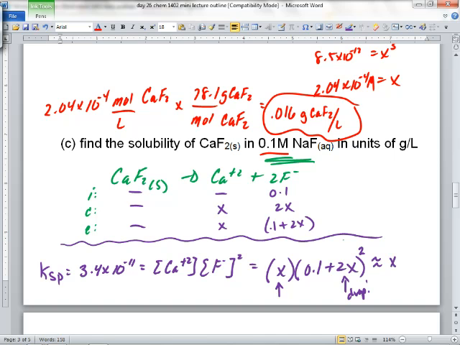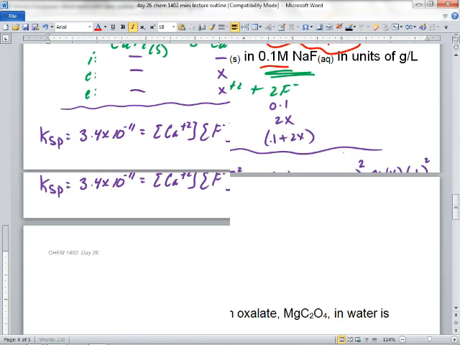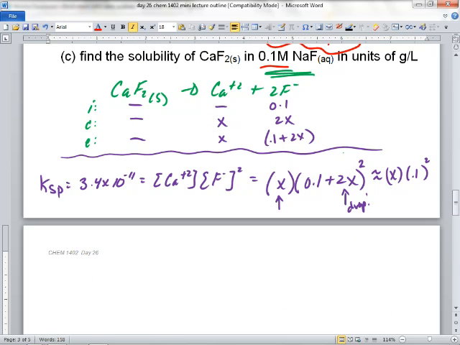So we end up with x times what? 0.1 squared, so we don't skip anything. Right. Math is a lot easier now. No cube root, no quadratics. Solve for your x. Convert it to grams per liter. See what you get.